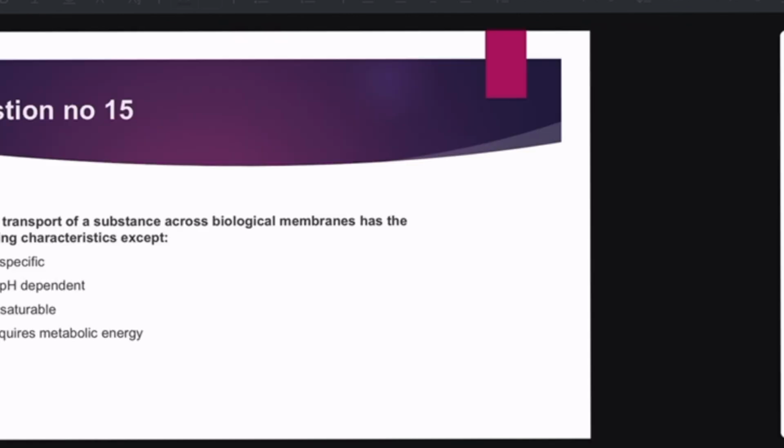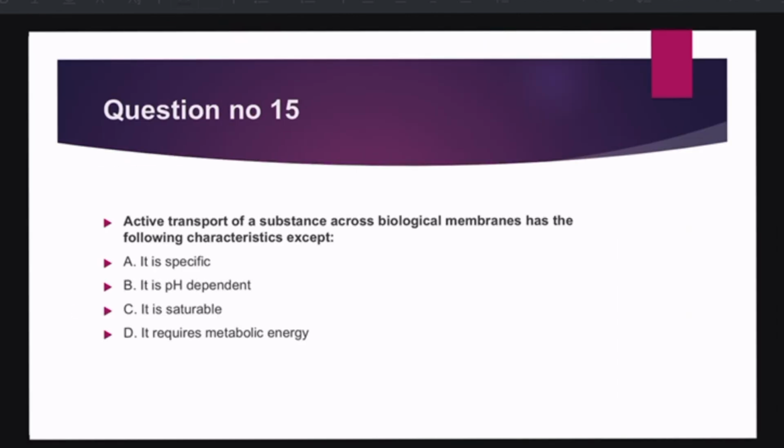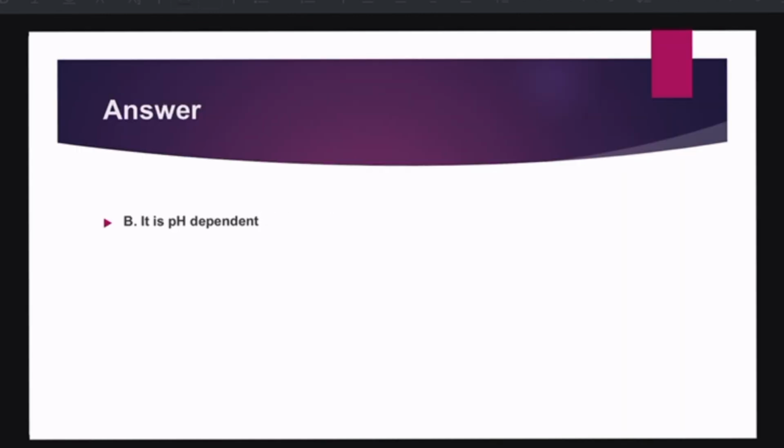Active transportation, yes, it is active, so it is specific obviously. And the second option is pH dependent. Active transportation is ATP dependent, it uses energy, not pH. And next is it is saturable. Yes, carrier proteins are limited binding site की वजह से इसका saturation is possible. And it require metabolic energy as we discussed above. Yes, ATP use करता है, it uses sodium and potassium pump.